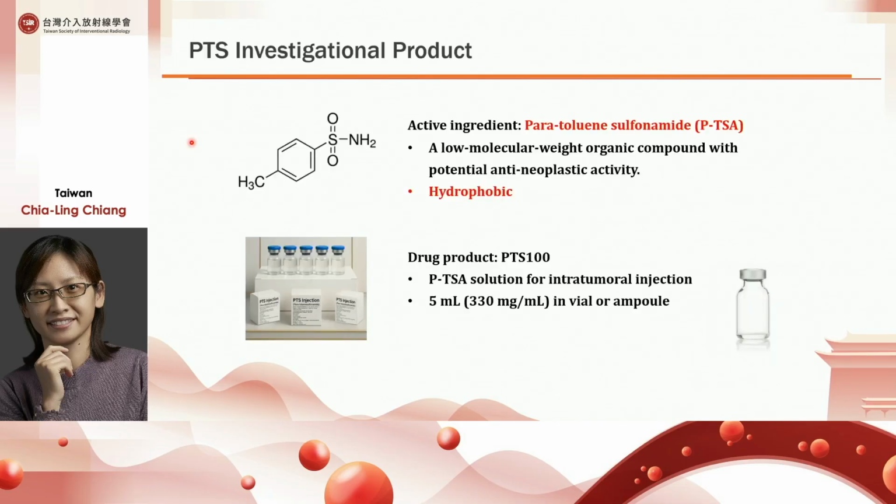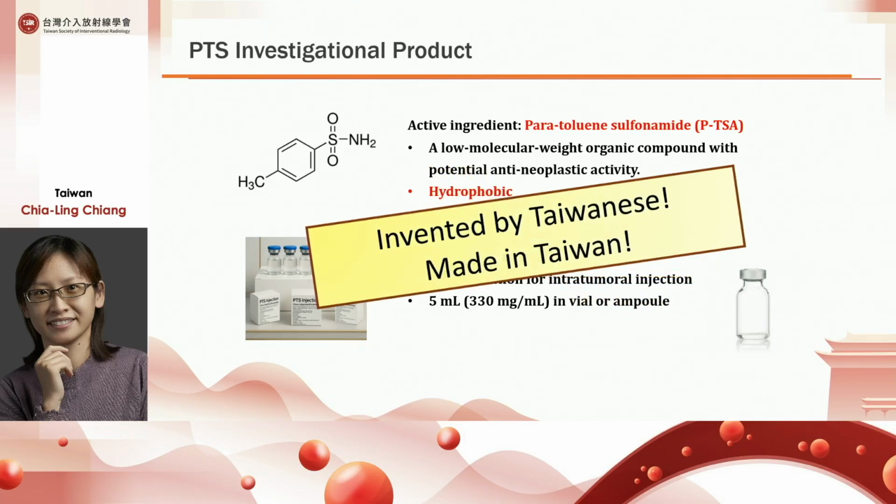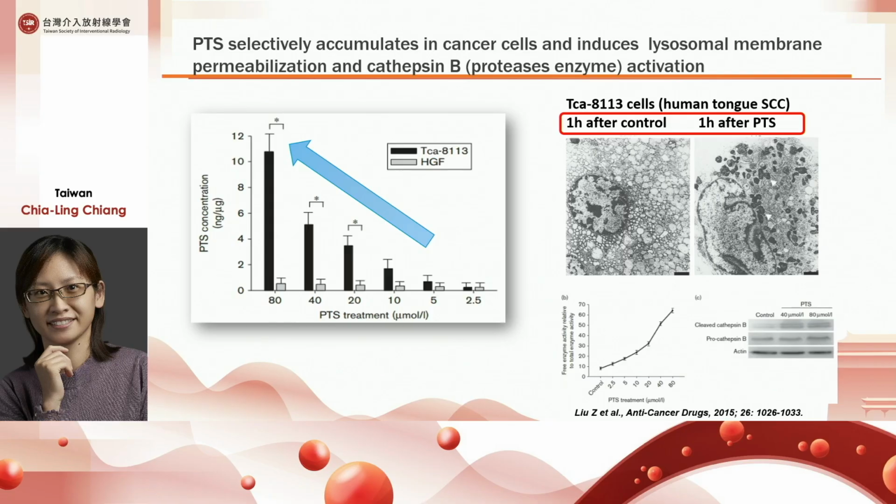The active ingredient in PTS is PTSA, paratoluene sulfonamide, which is a low molecular weight organic compound with potential anti-neoplastic activity. It is a hydrophobic agent. This agent was created by Taiwanese and made in Taiwan. So it's really a Taiwan 之光. Indeed.